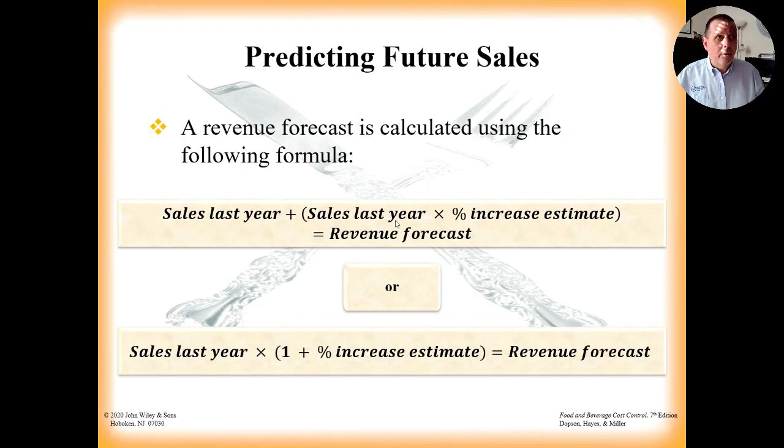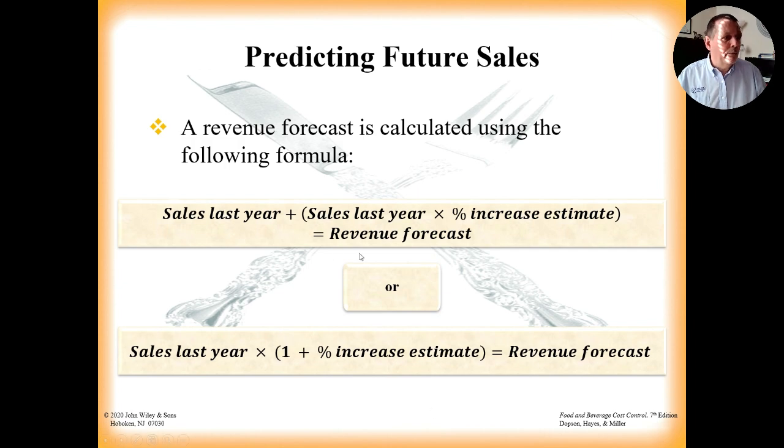So if I know we were projecting a 5% increase, I just multiply sales last year times 1.05. I just put a 1 in front of the point. That's the easiest way to do it, and that gives you your revenue forecast.